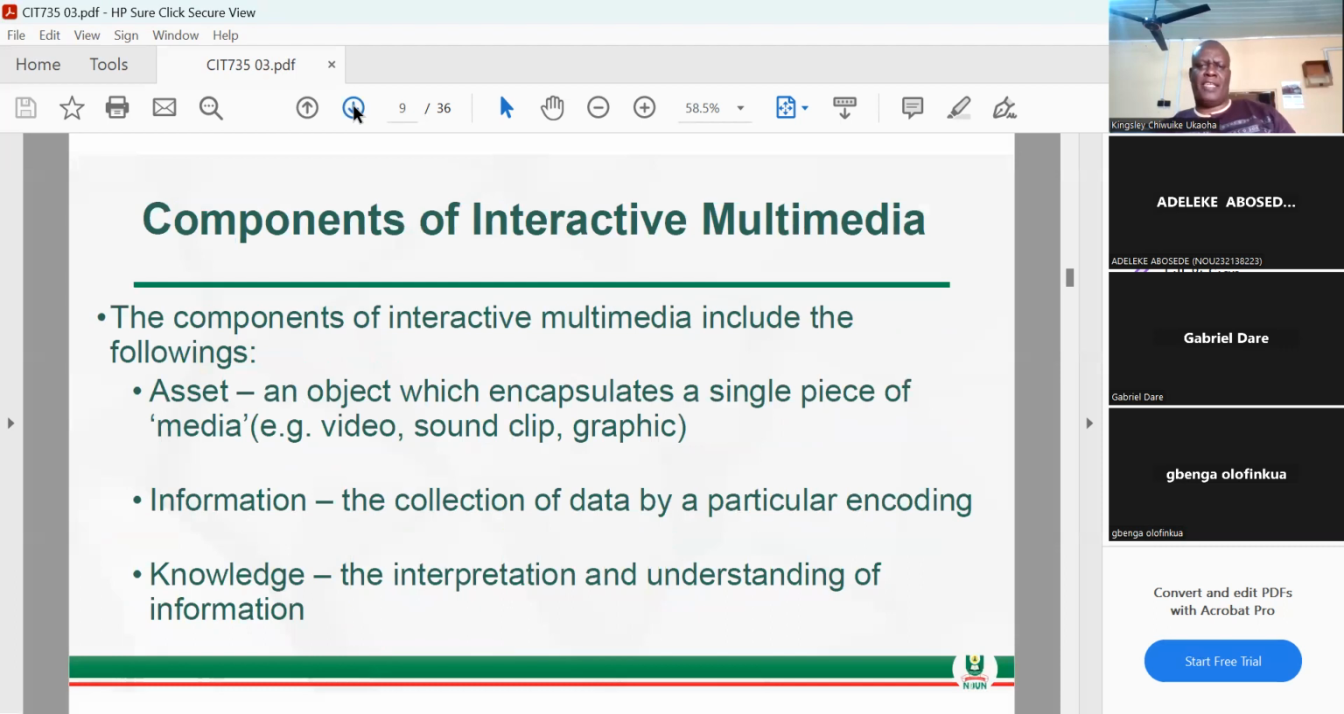Components of interactive multimedia. Look at some components of interactive multimedia.